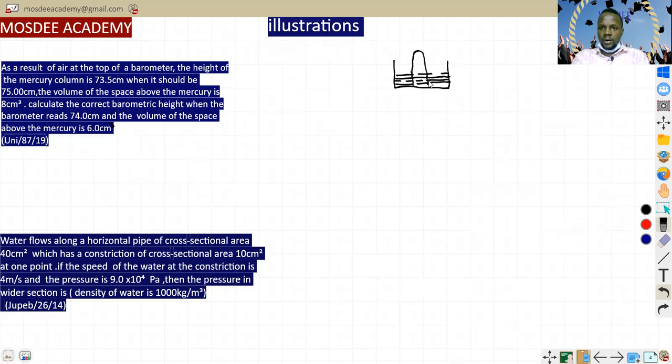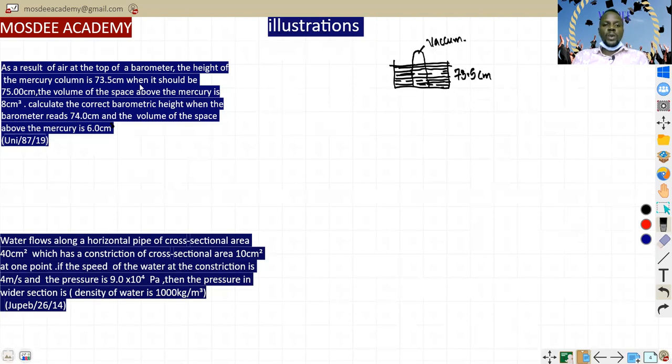For you to get it well, that is why illustrations are very good. Like I do say, you have to practice more to be perfect. You need more practice questions, and you attempt them, and you are going to be perfect. Now, as a result of air, so that means there is air on the top of this, the height of mercury column is 73.5 centimeter, because there is air. Air, you know, is vacuum. Always keep that at the back of your mind.